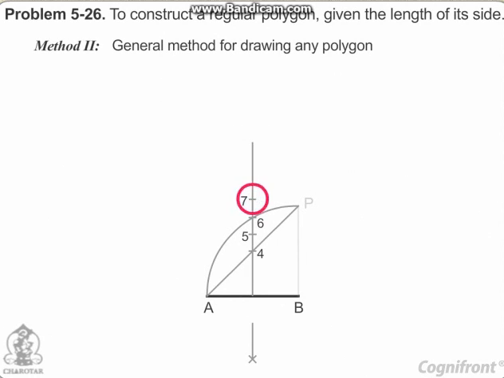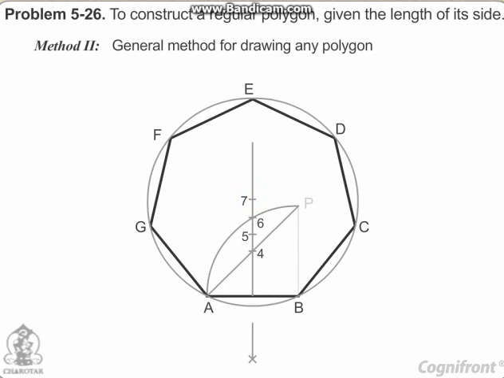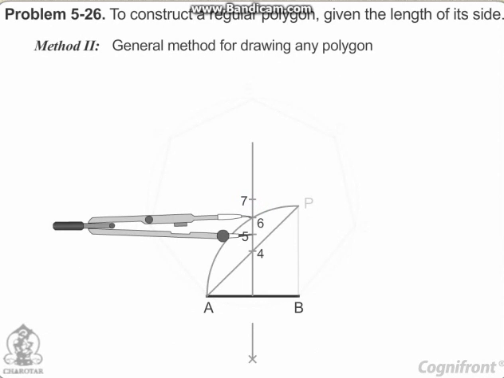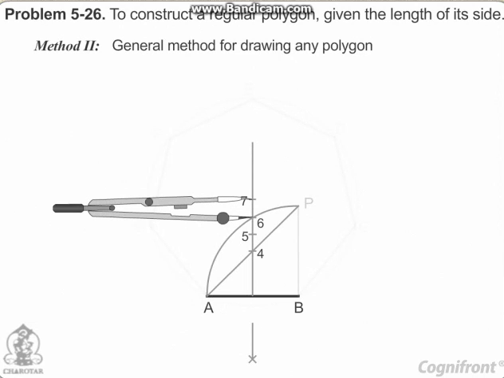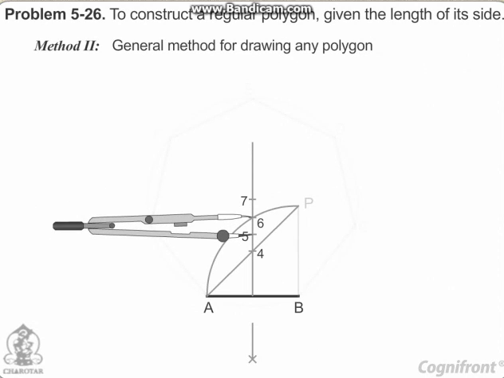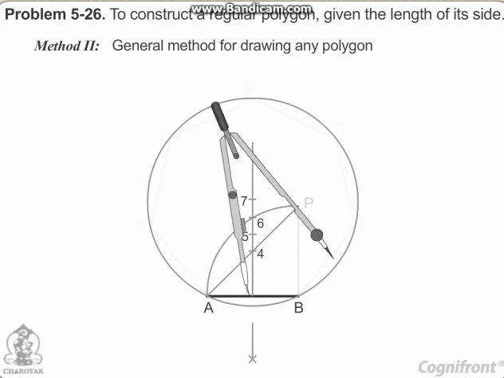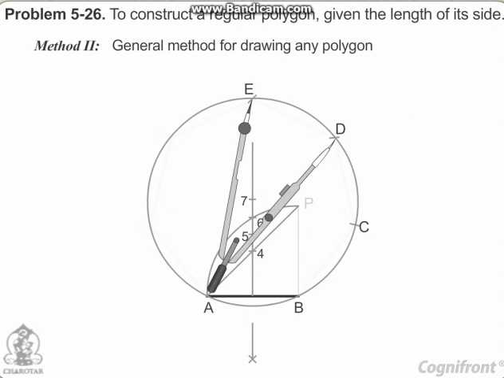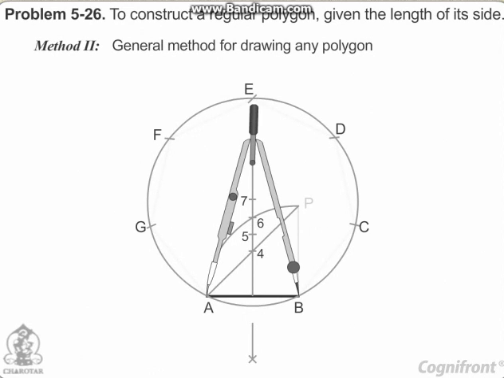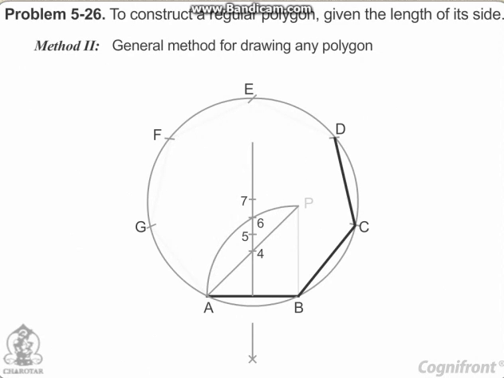To locate center 7 for the regular heptagon of side AB, step off a division 6, 7 equal to the division 5, 6. With center 7 and radius equal to A7, draw a circle. Starting from B, cut it in 7 equal divisions with radius equal to AB. Draw lines BC, CD, etc., and complete the heptagon.